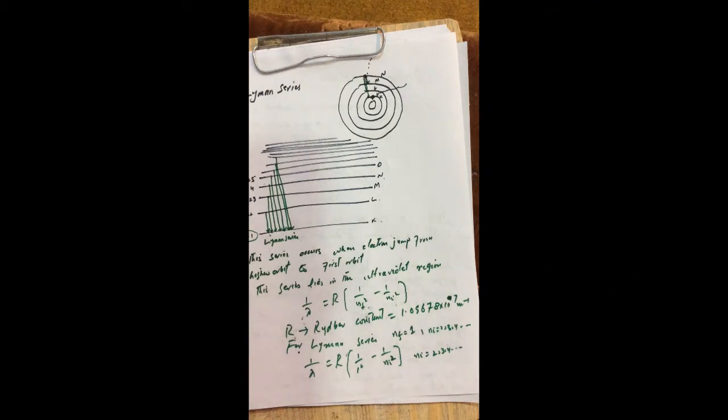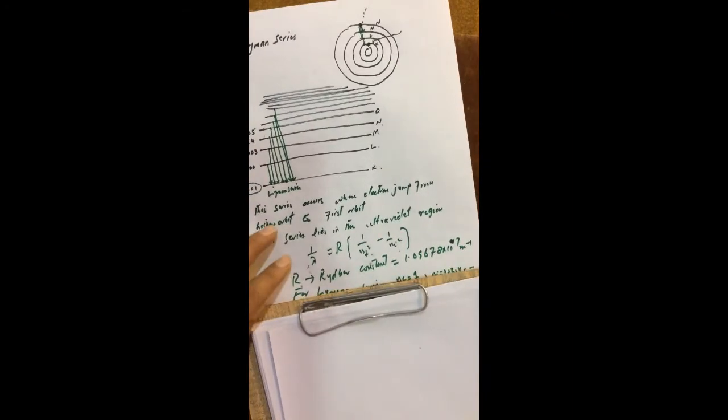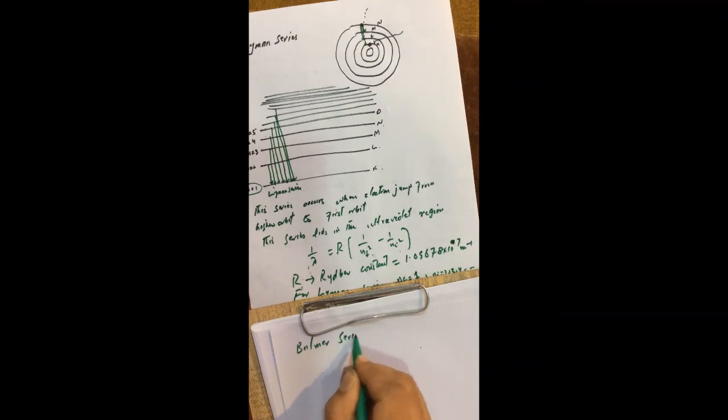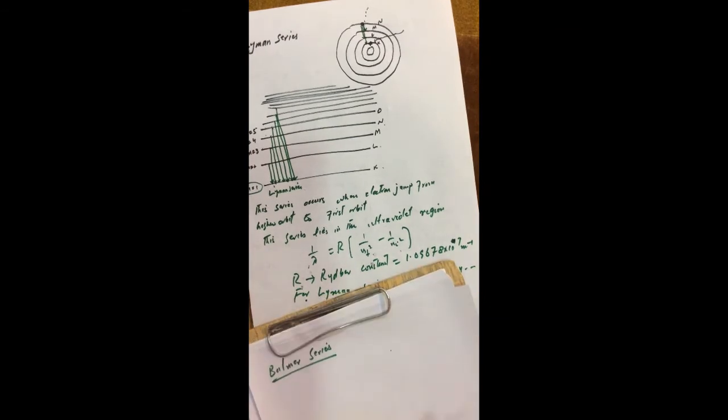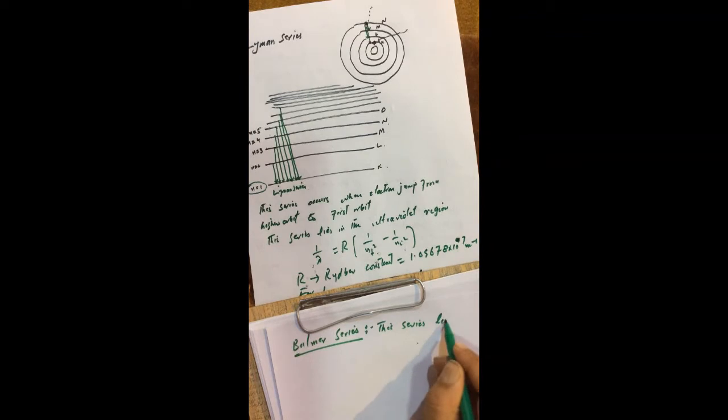Okay, the next series is what we call the Balmer series. Okay, next we have Balmer series. Now we can say that if we observe this series, then this series lies in the visible region.